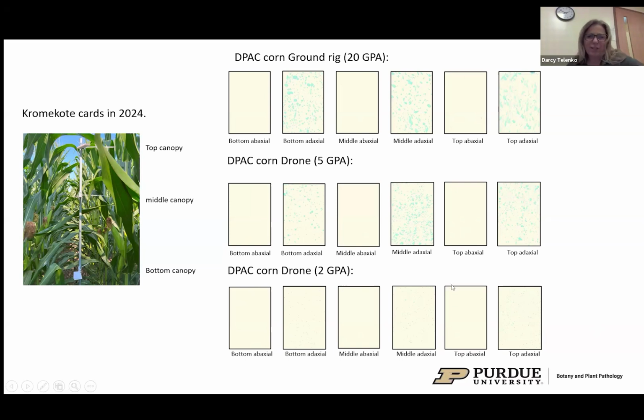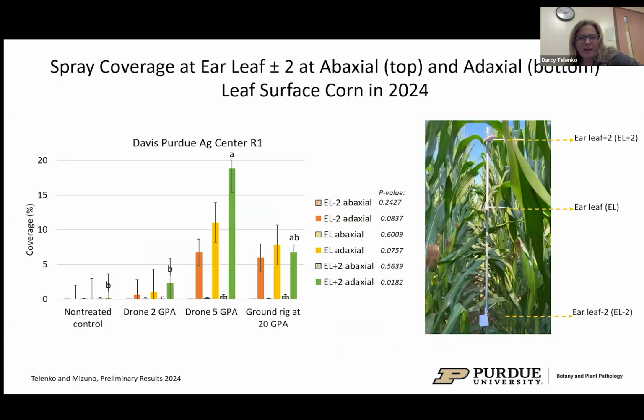You can actually see here, the ground rig had higher deposition. The drones at 5 gallons per acre, a little less. And then when we go to 2 gallons per acre, there's still some deposition there. You can see the coloring, but we've sped up the machine and used fewer gallons per acre. So we quantified this. And so here's an example of looking at that coverage of that card, percent coverage of the card by the different pieces of equipment.